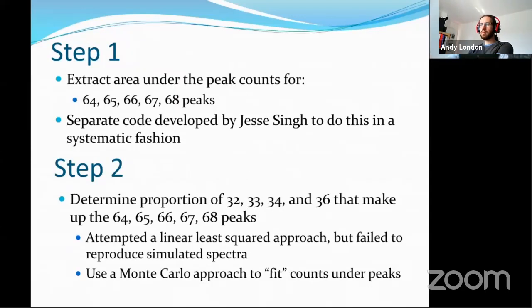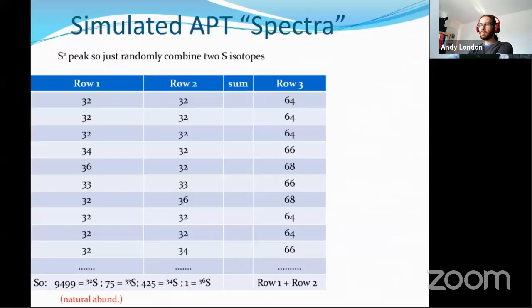So the first thing that we do is we use Jesse's code to very systematically determine the area under the peaks and get a single value of counts at the 64 through 68 peaks. Then we use those numbers and we start making guesses. We tried doing linear least squares. We tried a couple different ways to solve this overlap problem, but in the end we settled on this sort of brute force approach, which is really just we make a guess, we start with the natural abundance, and we just populate 2 rows with the abundances of those guesses.